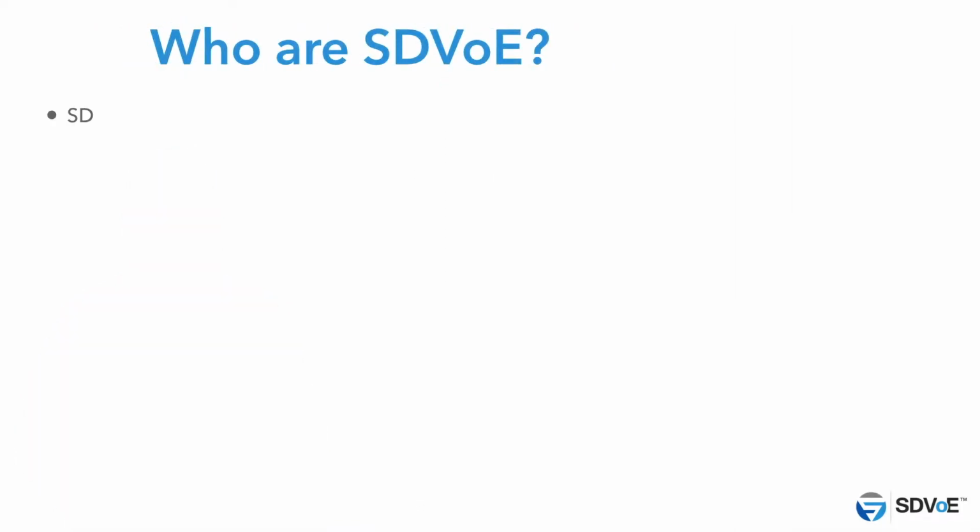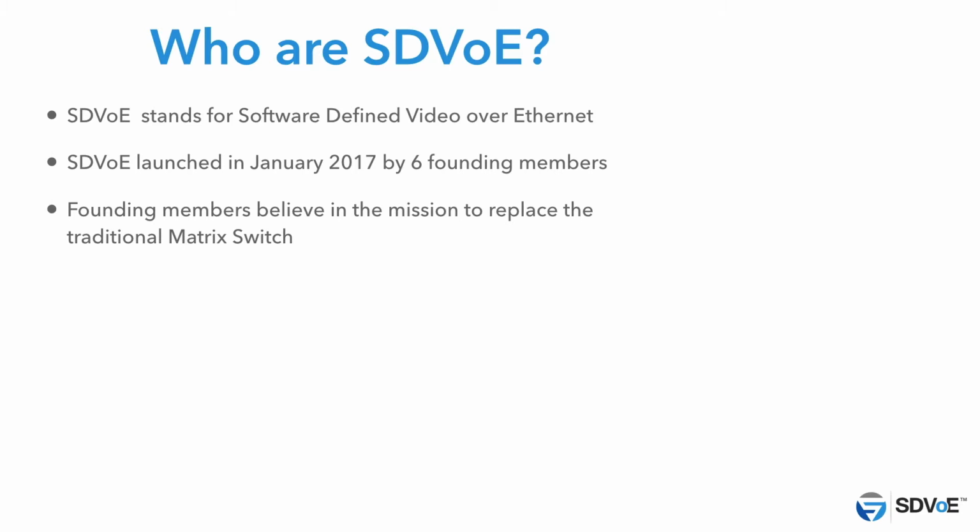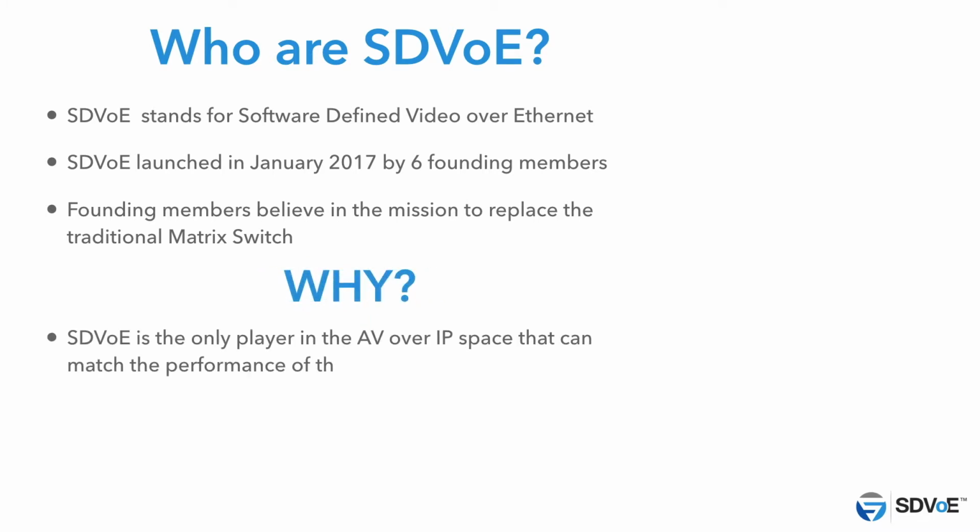SDVOE stands for Software Defined Video over Ethernet. The SDVOE Alliance was launched in January 2017 by 6 founding members sharing a common mission: to accelerate the replacement of point-to-point connectivity and the matrix switch with Ethernet-based transport systems. SDVOE technology is uniquely suited for this displacement because SDVOE is the only technology in the AV over IP space that can match the raw performance of a matrix switch. That means delivering images flawlessly, without latency, and without compression artifacts.